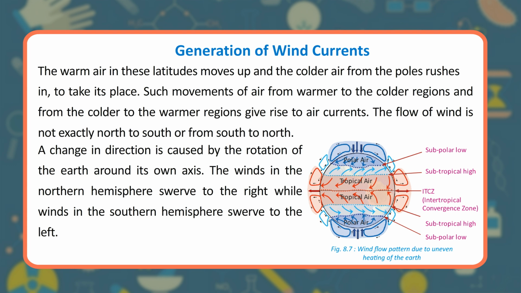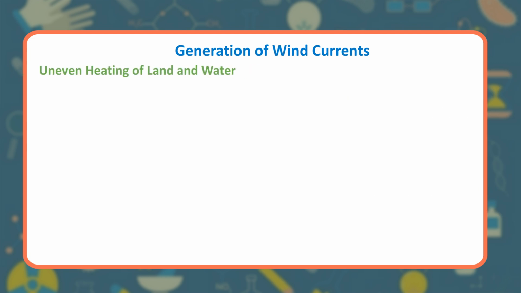A change in direction is caused by the rotation of the Earth around its own axis. The winds in the northern hemisphere swerve to the right while winds in the southern hemisphere swerve to the left. Subpolar low. Subtropical high. ITCZ, intertropical convergence zone. Subtropical high. Subpolar low.